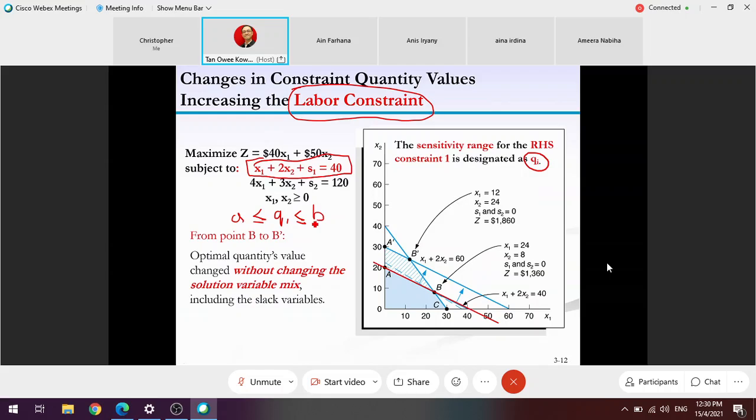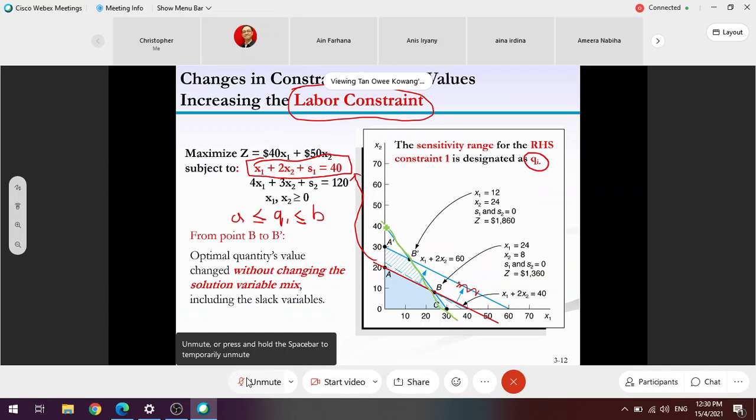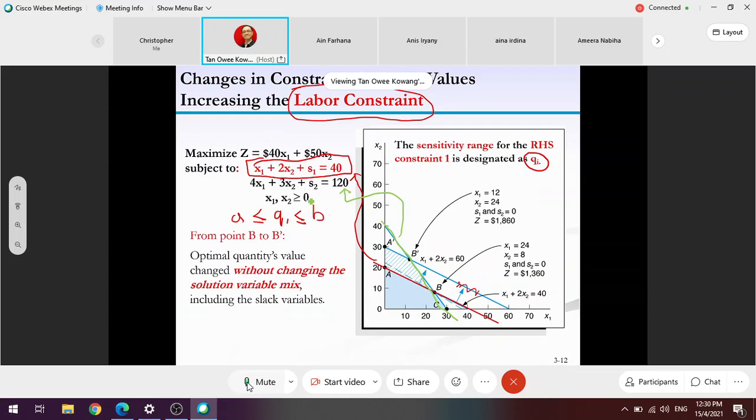And where do these 2 points come from? You see, the red color here represents the constraint line for the label. Ignore this one. How about the other line here? What is this line representing? This line represents the constraint line for clay. Agree? Okay.